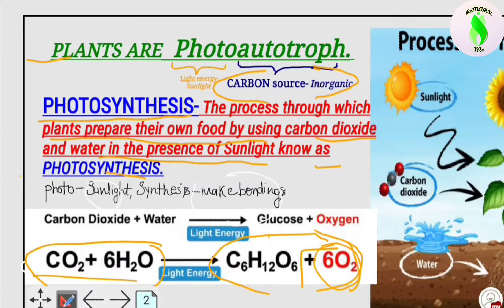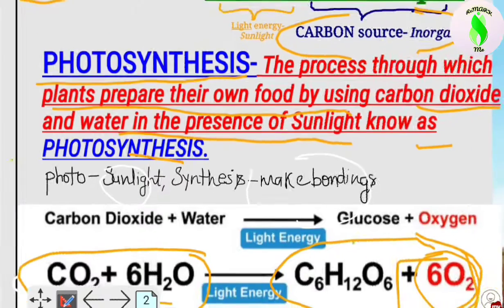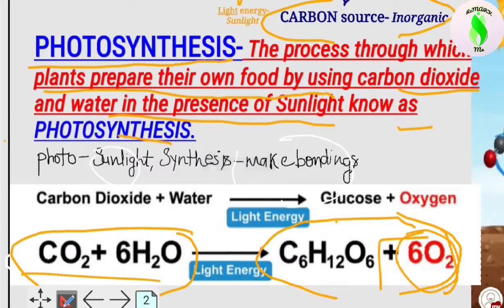To understand the term photosynthesis, first it breaks into two parts, that is photo and synthesis. What does photo refer to? Photo means sunlight, and synthesis means making bondings to prepare the food. So plants prepare their food by making bondings in the presence of sunlight, and this process is known as photosynthesis.